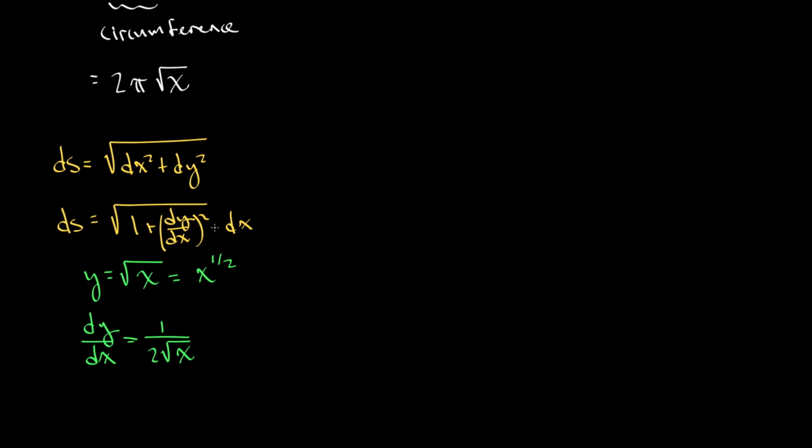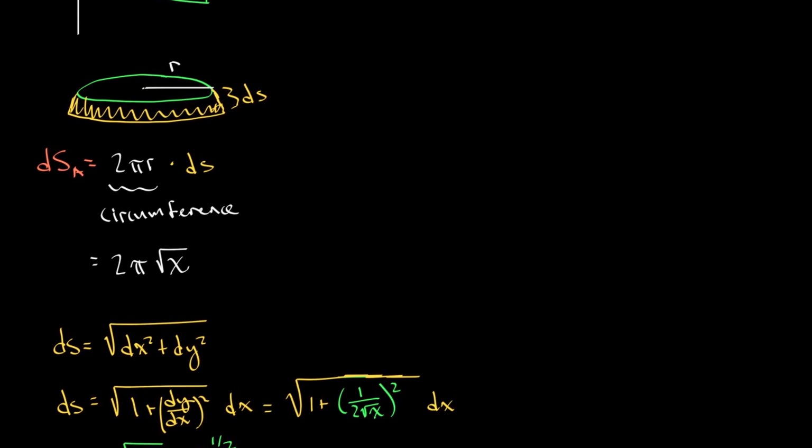So we find this to be equal to the square root of 1 plus, and now we have this here in green, 1 over 2 times the square root of x, and this is all squared. Let's keep our radical going here. And then we can't forget dx. So that is ds. And now we have all of our pieces. Let's throw this into an integral.